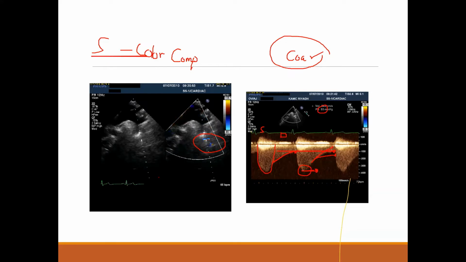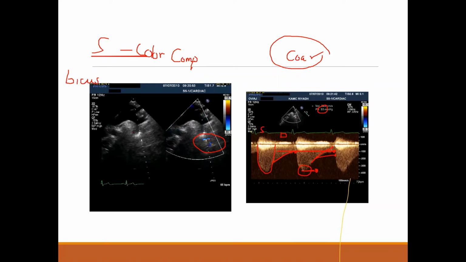Intervention? Measuring the blood pressure. What is the abnormality associated with coarctation? Bicuspid aortic valve, yes or no? Very good, bicuspid aortic valve. Other congenital malformations like bicuspid aortic valve.